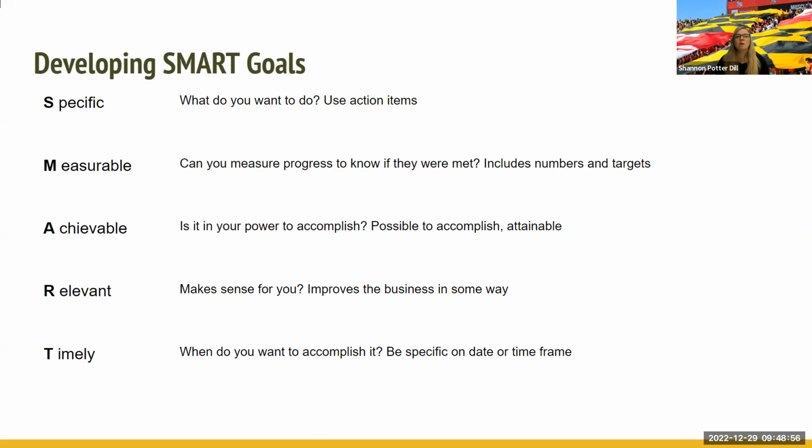So specific are some action items, what you want to do. Measurable includes numbers and target areas. Maybe it's a percentage, maybe it's an acreage, maybe it's a bushel, maybe it's by the pound, but some type of measurement. Achievable, is it something that you can accomplish? Is it relevant? Does it make sense to you? Does it improve the business? And then is there a specific date or time frame that these need to be accomplished by?